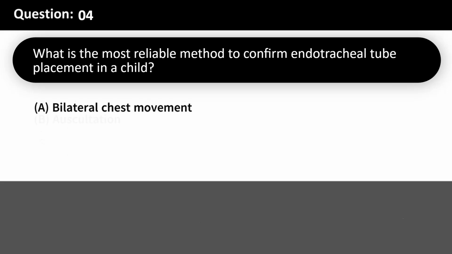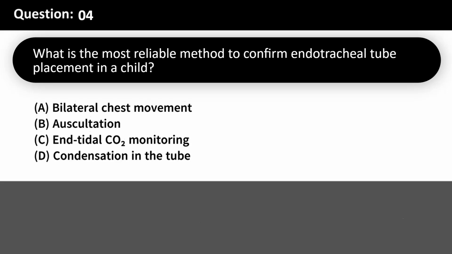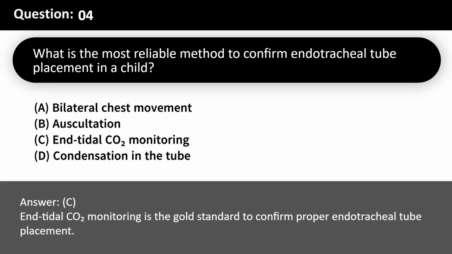What is the most reliable method to confirm endotracheal tube placement in a child? A. Bilateral chest movement. B. Auscultation. C. End-tidal CO2 monitoring. D. Condensation in the tube. Answer: C. End-tidal CO2 monitoring is the gold standard to confirm proper endotracheal tube placement.